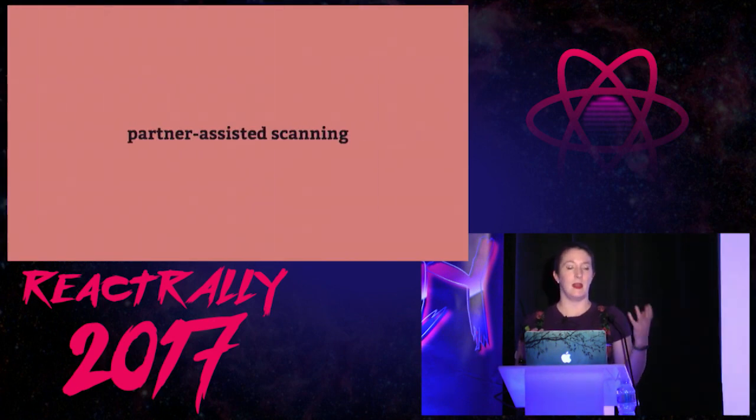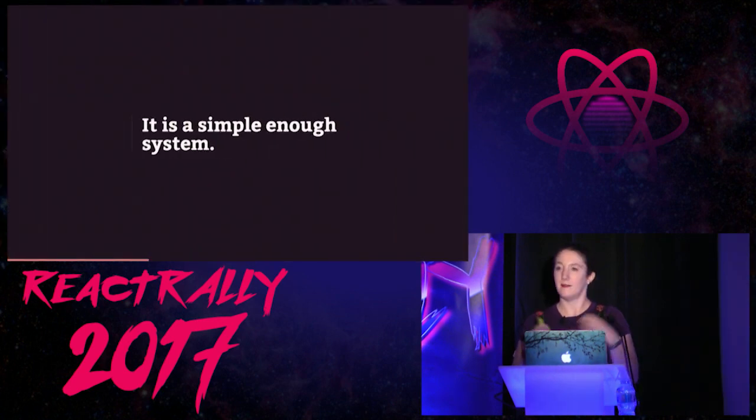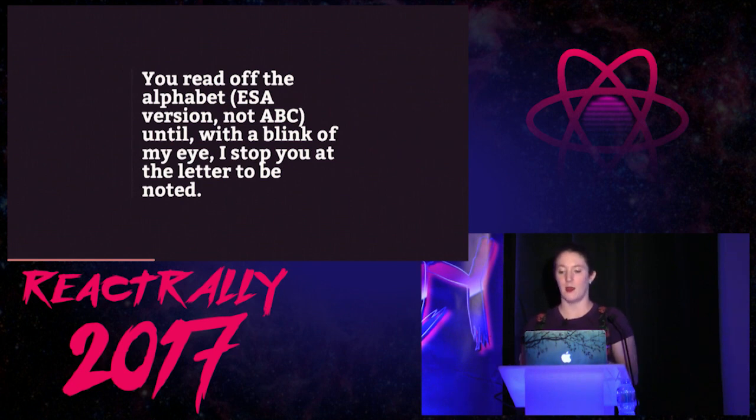So the technique that enabled him to dictate memoirs just by blinking an eyelid is called partner-assisted scanning. And he described this in his memoirs too. And since he put so much effort into these memoirs, I think it's great to read what he actually wrote. So he said, "It's a simple enough system. You read off the alphabet, ESA version, not ABC, until with a blink of my eye, I stop you at the letter to be noted.